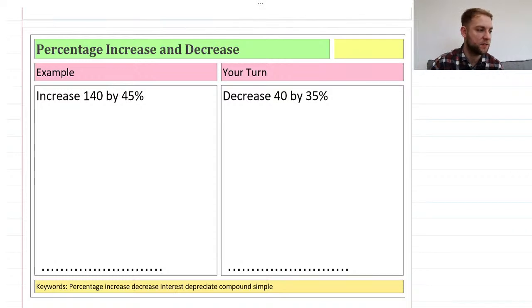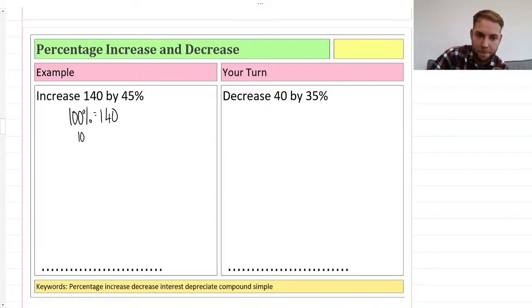Okay, so I can see the answers flying in here, so I'm going to start having a go at this one on the left. I'm going to find 45% first. So first of all, let's start with 100%, which is equal to 140. Then I need to find 45% of this, so 10% is equal to 14. I'm going to need 40%, which is this times by 4.